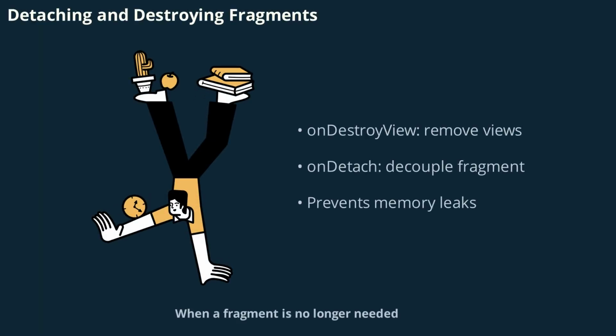When a fragment is no longer needed, onDestroyView is called to remove the view hierarchy, and onDetach is called when the fragment is completely decoupled from the activity. Properly handling these methods ensures your app manages resources efficiently and avoids memory leaks, especially in complex UIs with multiple fragments.